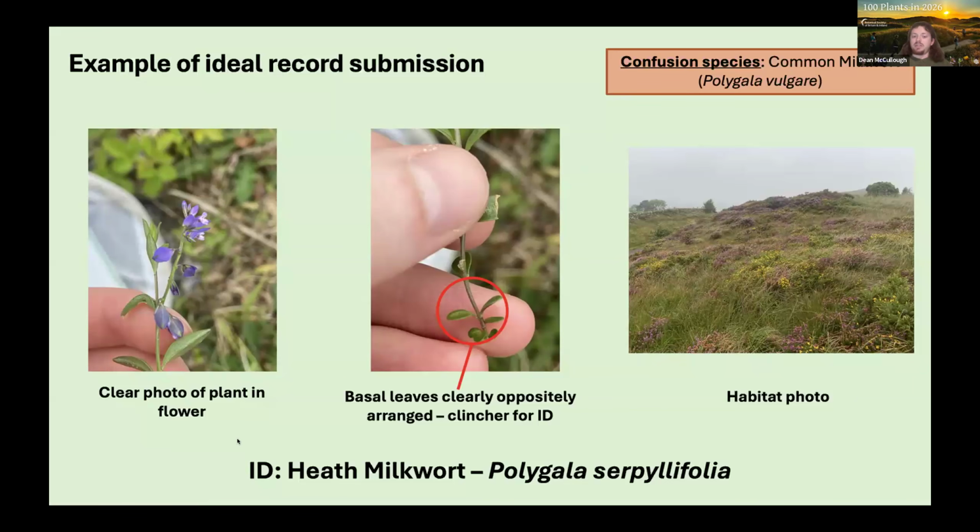a firm ID on it, you need to look at the basal leaves, which just means the leaves at the bottom of the plant. And usually they're obscured by grass and other plants. But if they're oppositely arranged, which means they're coming out of the same point, as you can see, hopefully, that points me towards heath milkwort, Polygala serpyllifolia. The confusion species would be Polygala vulgaris, which is the common milkwort whose leaves are all alternate. So they're coming out at different positions.